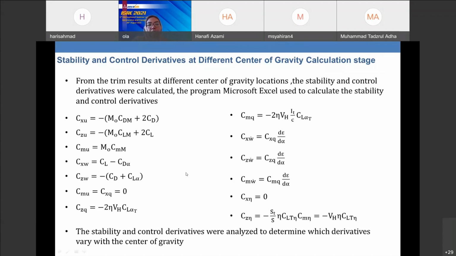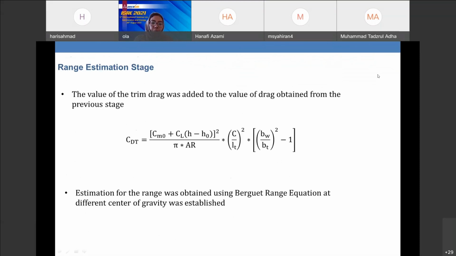After that, the stability and control derivatives were analyzed to determine which derivatives vary with the center of gravity. Lastly, as we noticed, the equation in the trim calculation only contains polar drag and induced drag. So in this step, we added the trim drag that is caused by the elevator deflection in the tail. So now we have the value of the total drag. And from this value, we calculated our range using Breguet range equation at different center of gravity location.